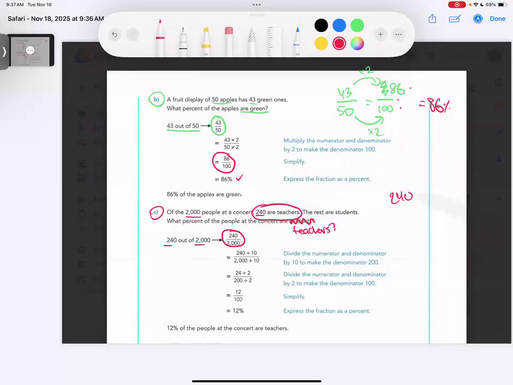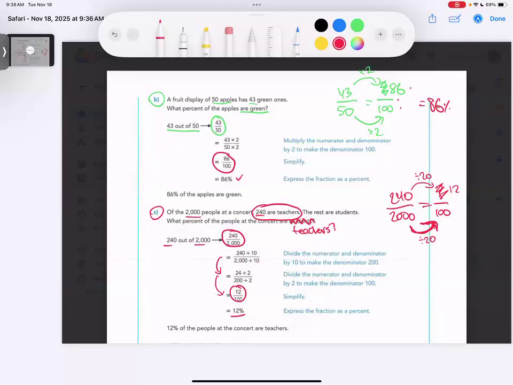So if I'm going to do my working out over here, I want to figure out how many out of 100. You can do this by dividing by 2 to get to 1,000 and then dividing by 10, if you want. Or you might know that 2,000 divided by 20 is 100. So if I did the same here, I would get 12. That's what they've done here, although they've done it in multiple steps. They've done 240 divided by 10 to get to 200, sorry, 2,000 divided by 10 to get to 200, and then they've divided them both by 2. So you can do it in multiple steps, or in just one step, depending on your comfort and familiarity with finding equivalent fractions. So we get 12 over 100, which is 12%.